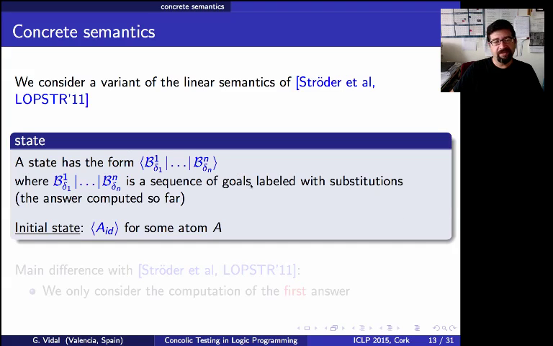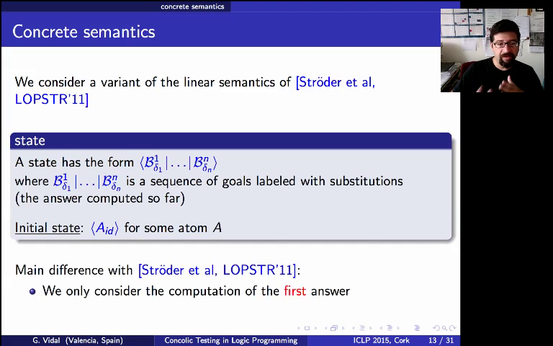A state is a sequence of goals where each goal is labeled with an answer, a substitution, with the bindings computed so far. Intuitively, this sequence of goals denotes the leaves of the SLD tree built so far. We only consider initial atomic goals of this form labeled with the identity substitution. The main difference with the original linear semantics is that we only consider the computation of the first answer. Let me explain why we changed the original semantics in this way.